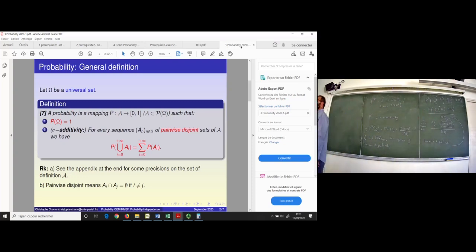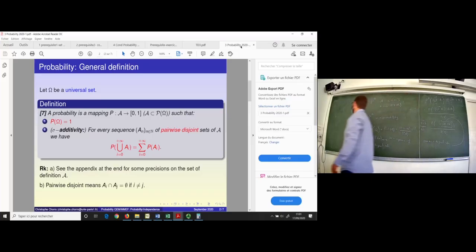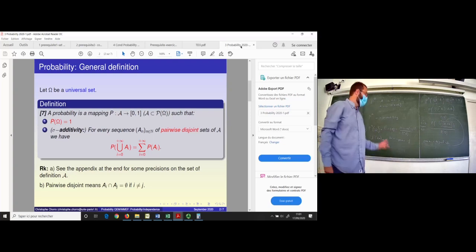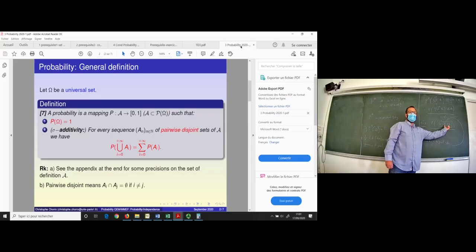And since I have pairwise disjoint sets, I can use the fact that my P is a probability, and so I can use the second point in the definition. The probability of the union is equal to the sum of the probabilities. Okay? Could you explain it again? What? The fact that I understand that the A_i, they are overlapping. You understand because it is my hypothesis. I suppose it to be pairwise disjoint. And what I say is that if they are pairwise disjoint, I have something here that is a sequence of pairwise disjoint sets. And why?